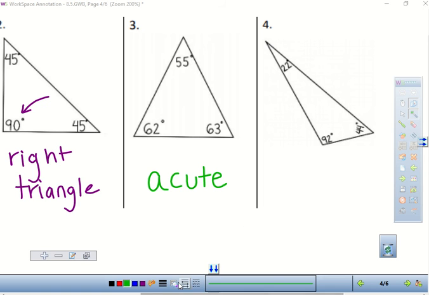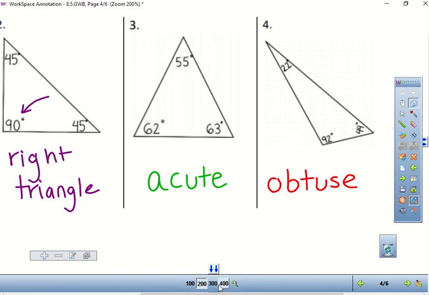That last one is obtuse. Good. It is obtuse. Why is it obtuse? Well, because it's bigger than 90. One of the angle measures is bigger than 90, okay? Is everybody good with that so far? Does anybody have any questions about it so far?